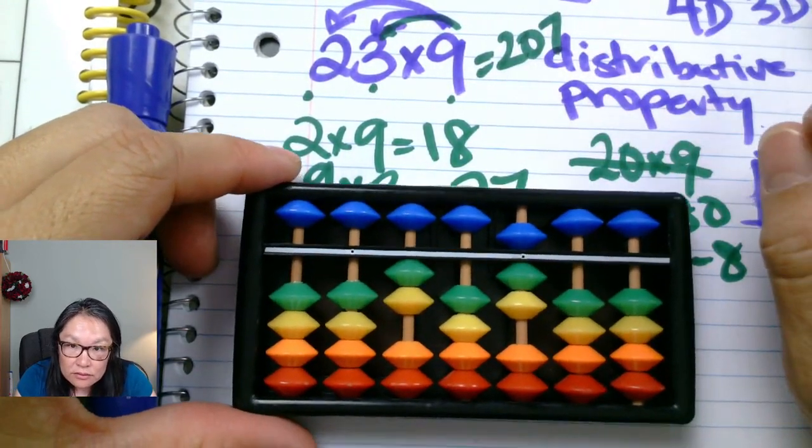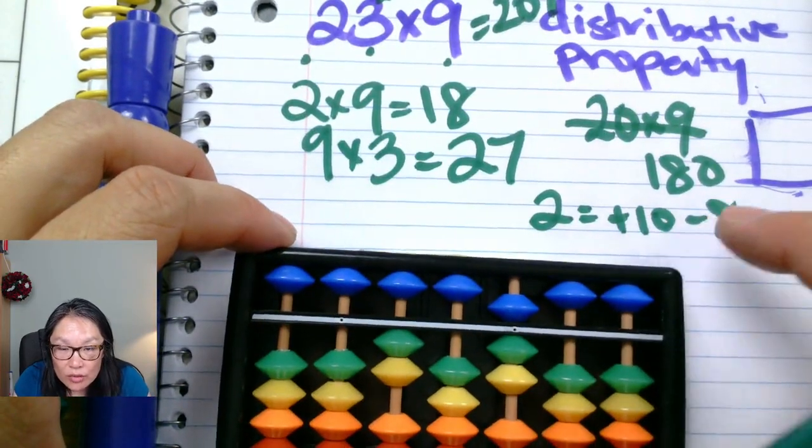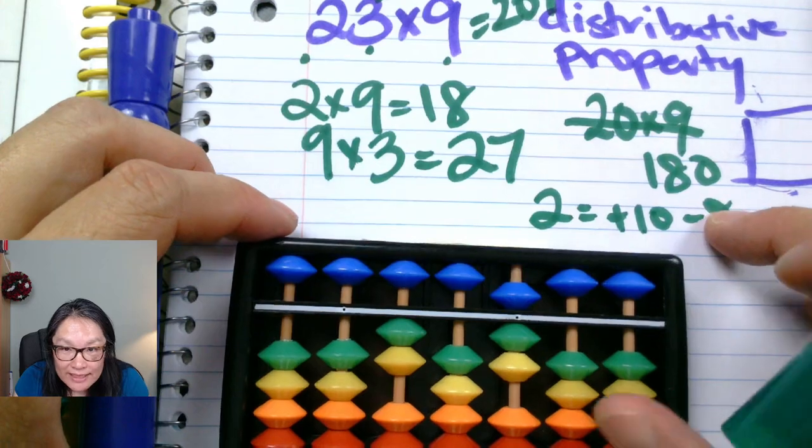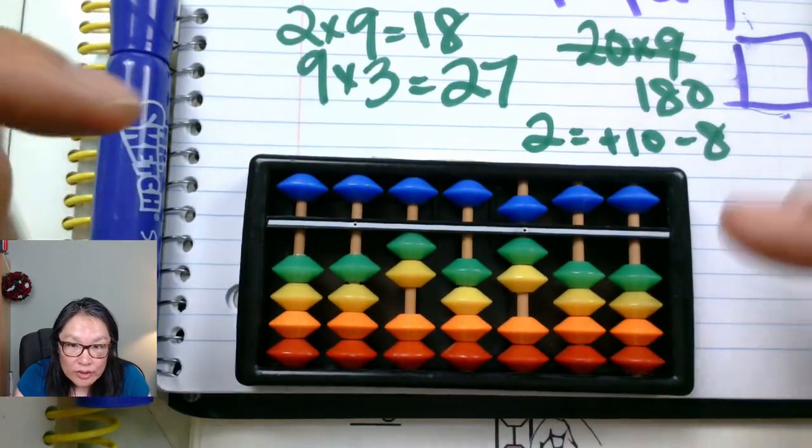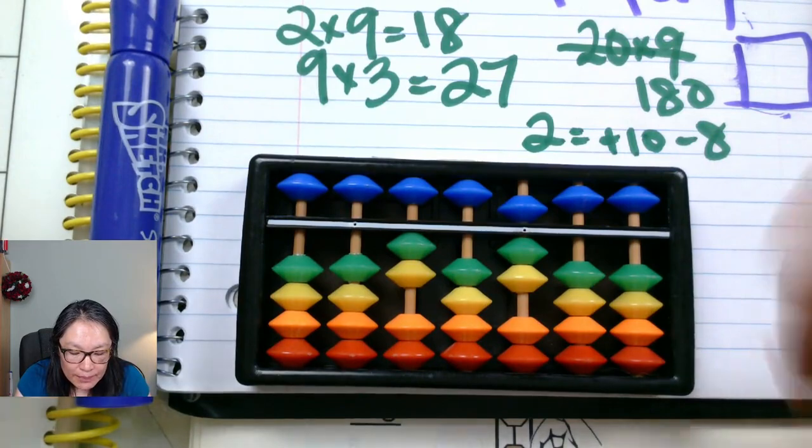207. But what did we just do? We remembered how to make a 10, and we just added it. So we just put it all together, and bam, there.